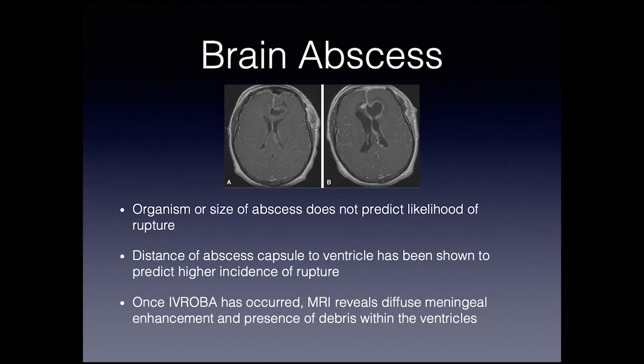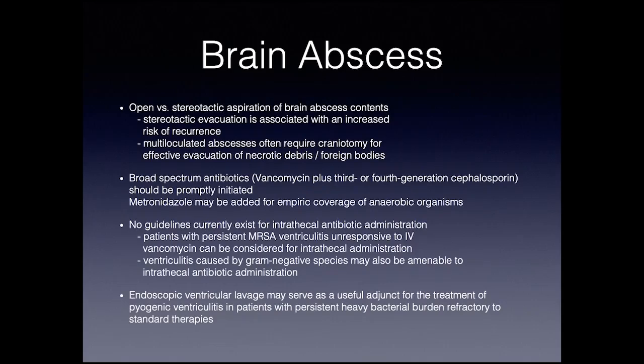Once brain abscess has been diagnosed, its content must be drained. This can be done via an open craniotomy or via stereotactic aspiration. Broad-spectrum antibiotics should be initiated promptly, including empiric coverage of anaerobic organisms. Brain abscesses associated with intraventricular rupture may also require more aggressive treatment to reduce morbidity and mortality. Intrathecal administration of antibiotics can be considered in patients who are refractory to treatment with IV antibiotics or those who fail to achieve therapeutic antibiotic concentrations in CSF.